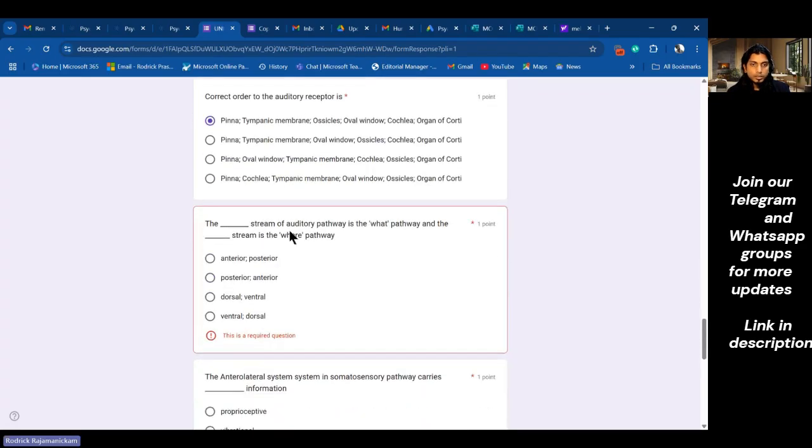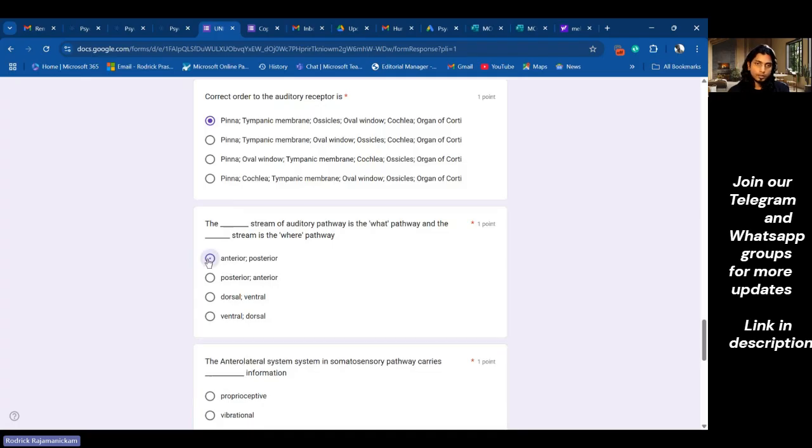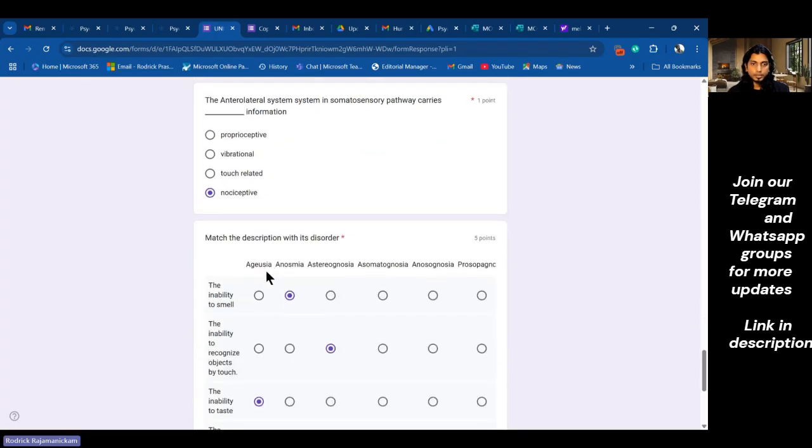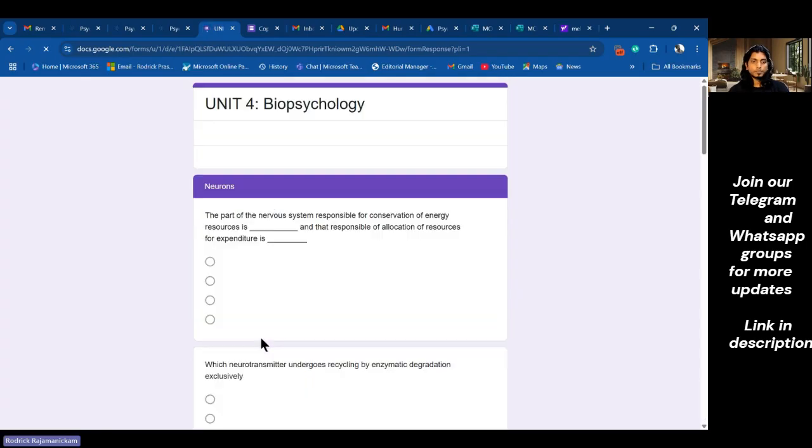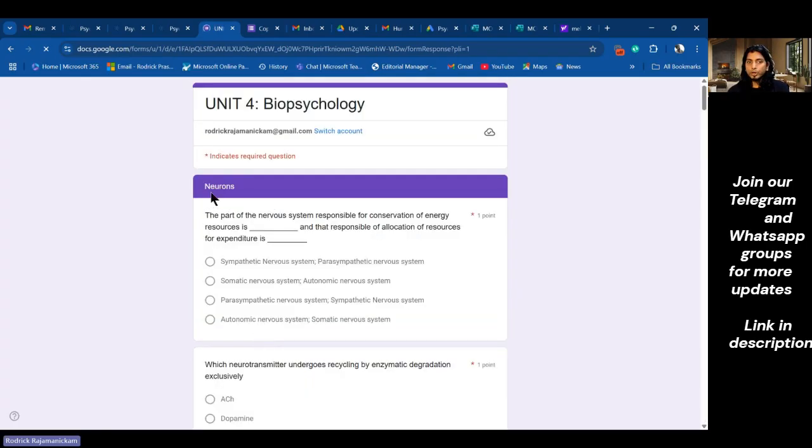We didn't. Oh, so the dash stream of auditory pathways, what is anterior, where is posterior? Nothing else we have missed out, right? Okay. So now we go on to neurons, the structure of neurons and how they conduct action potential, and how they carry and all that.